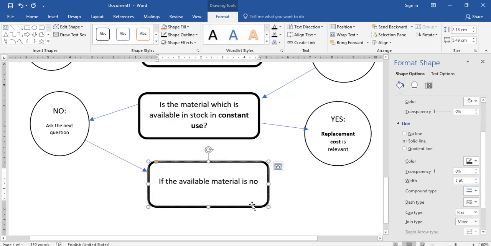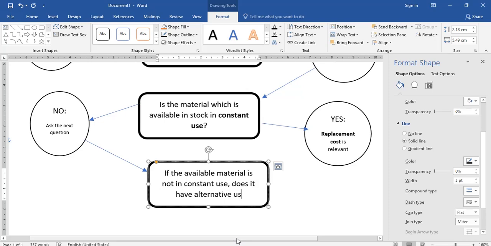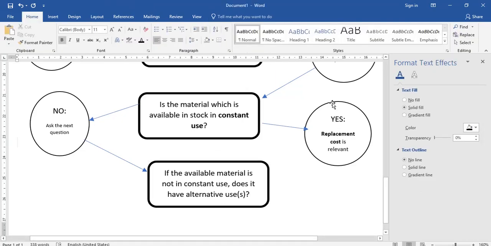If the available material is not in constant use, does it have alternative use or uses? So if we don't use it constantly in our production, can we have an alternative use for it? So we can either answer yes.